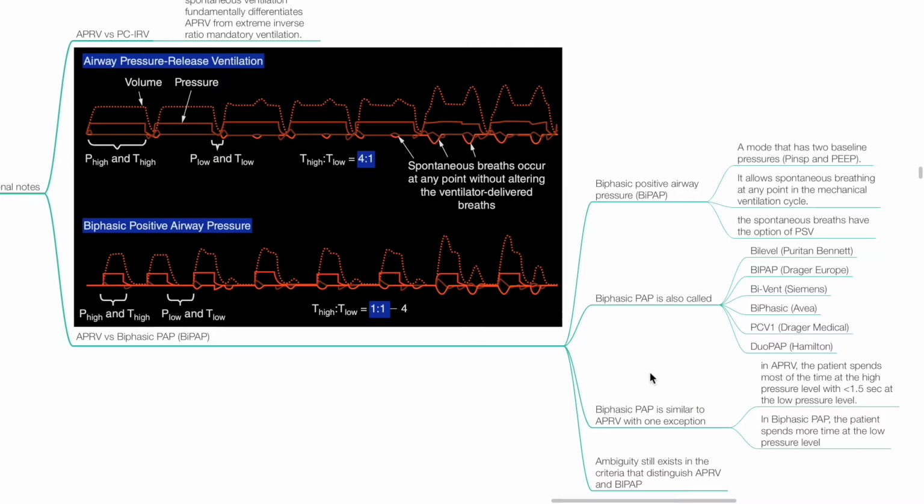BiPAP is similar to APRV with one exception. In APRV, the patient spends most of the time at the high pressure level, with less than 1.5 seconds spent at the low pressure level. In biphasic PAP, the patient spends more time at the low pressure level. However, ambiguity still exists in the criteria that distinguishes APRV and BiPAP.